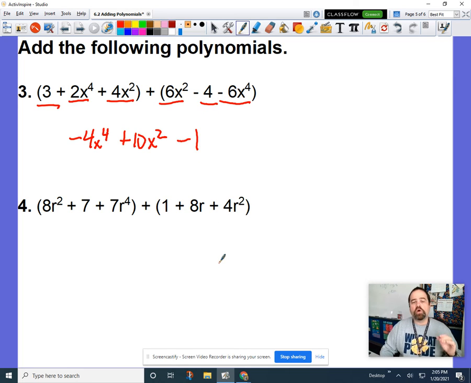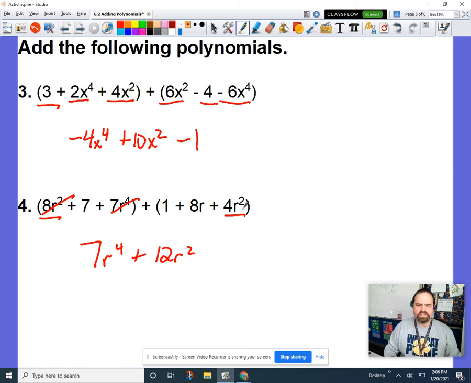If you go piece by piece in order, your answer should automatically be written in what's called descending order. You're starting with your biggest exponent and then working down the line. All right, biggest exponent I see is r to the fourth. Since there is no other r to the fourth term in the second polynomial, just drop that down. Then I'm going to go r to the second, 8r to the second plus 4r to the second. That is 12r to the second. I'll cross these out as I do them so I don't get lost here.